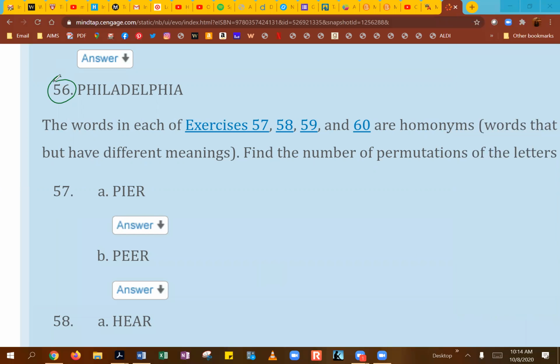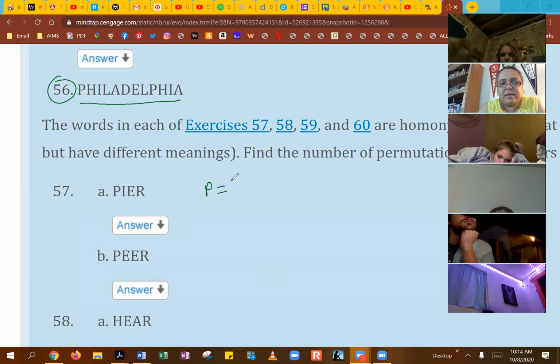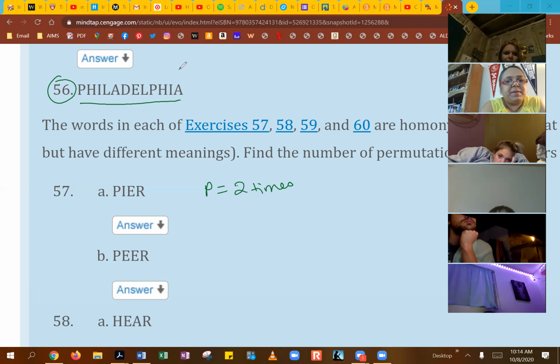First you have to see how many of these are being repeated. So for the letter P, what would you say? How many times is it being repeated? Yeah, Philadelphia will have 2 P's, so that will be P over here. What about H? Okay, so that's H also twice.